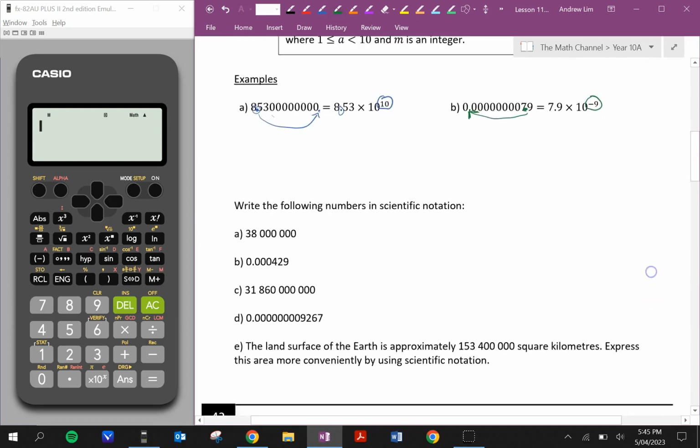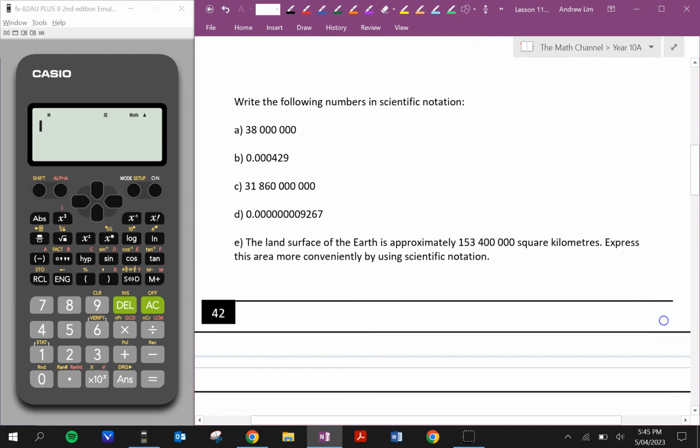So write the following numbers in scientific notation. So here we've got 38 million. This is equal to 3.8 times 10. So it's always one digit and then a decimal. Just remember that digit cannot be 0.